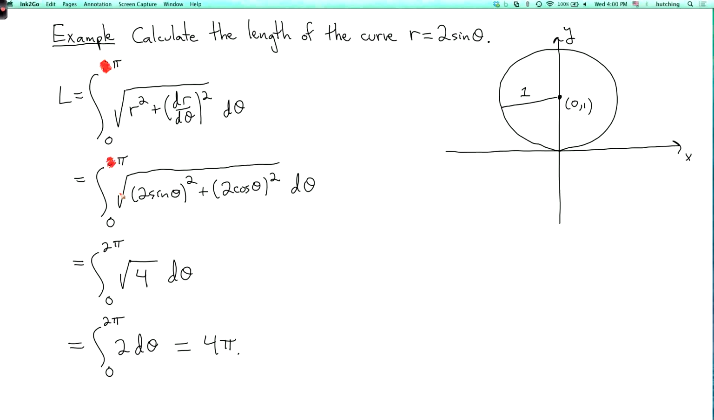So let's fix this. And this would be 2 pi. And that's what we're supposed to get. So if you're calculating the length of something, you need to be careful that you are choosing your limits of integration to make sure that you are covering the whole curve exactly once. No more than once, no less than once.